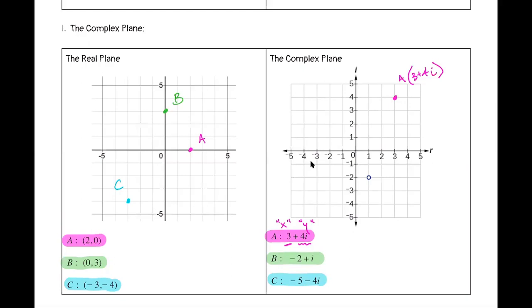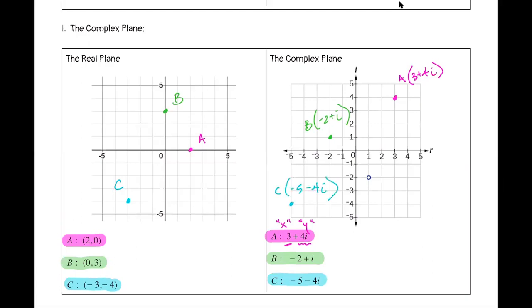All right, what quadrant is B in? First, second, third, or fourth? In the second quadrant. Good. So I'm going to go to the left 2 and up 1, and this is B, which is -2 plus i. Okay. And now for part C, or point C, what quadrant is point C in? It's going to be in the third quadrant. Good. I'm going to go 5 to the left and 4 down, and there's our C.